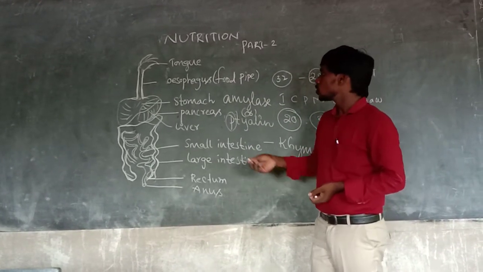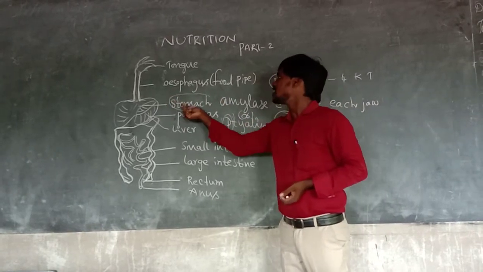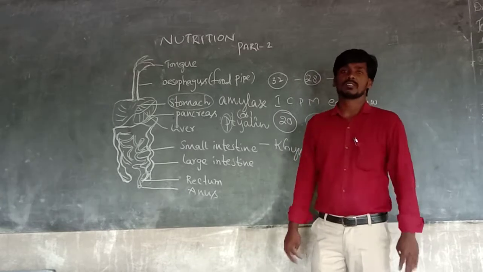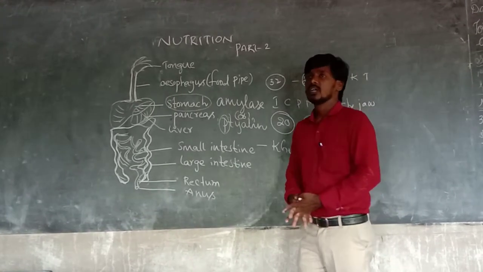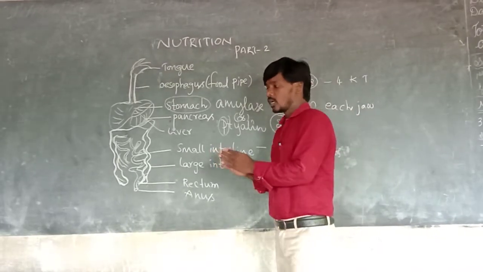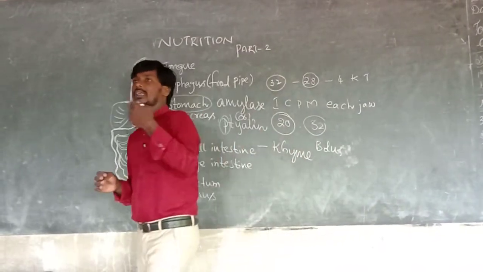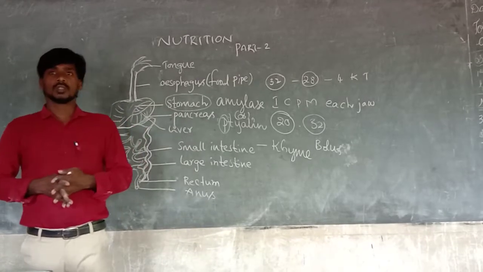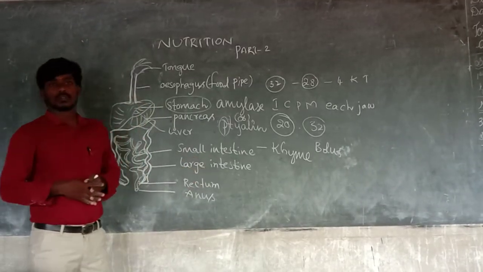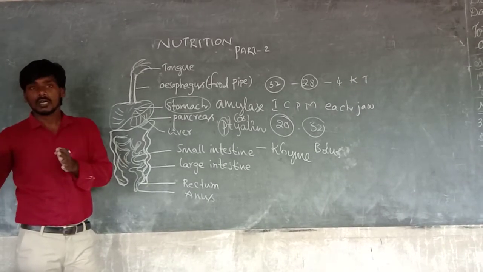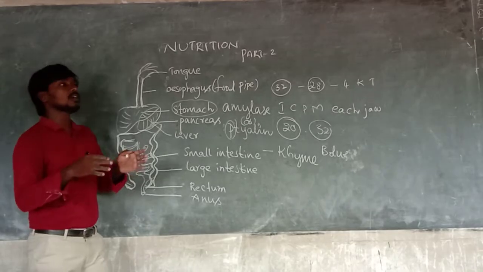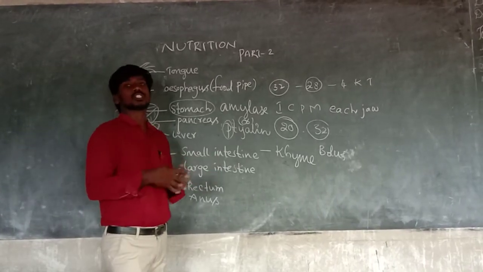Okay, so the main part is the digestion in the stomach. The stomach is like a machine. Why? Because the stomach is like a machine. Suppose you travel by a bike or any vehicle. Okay, so if you travel by bike, what do you have? Fuel, that is petrol.